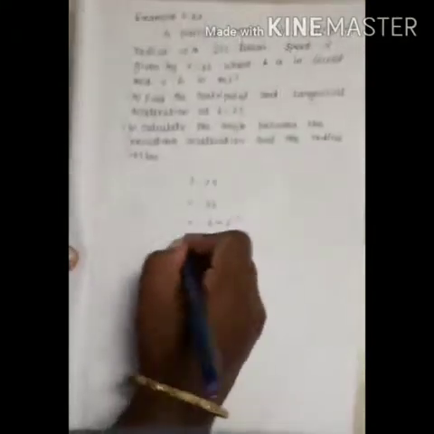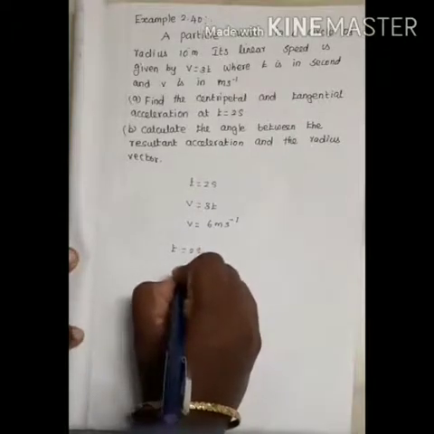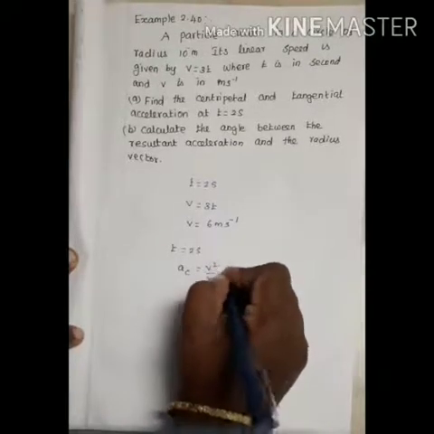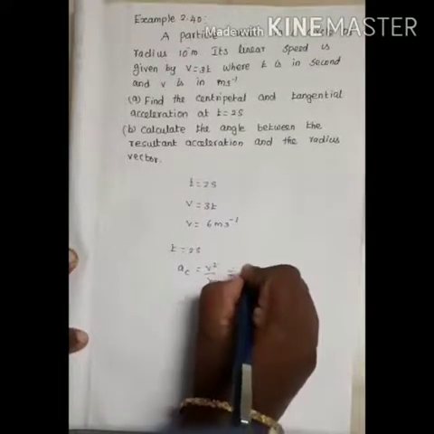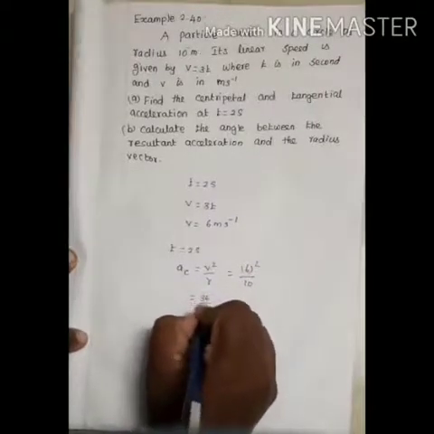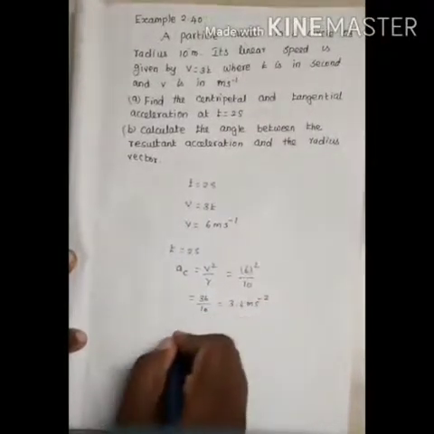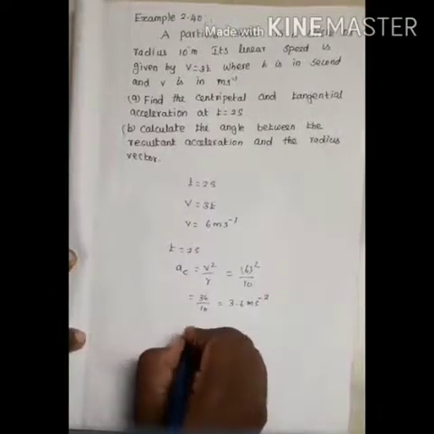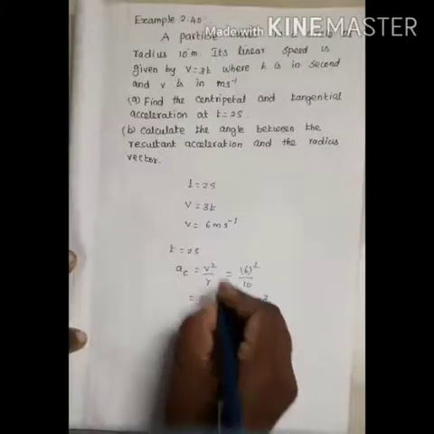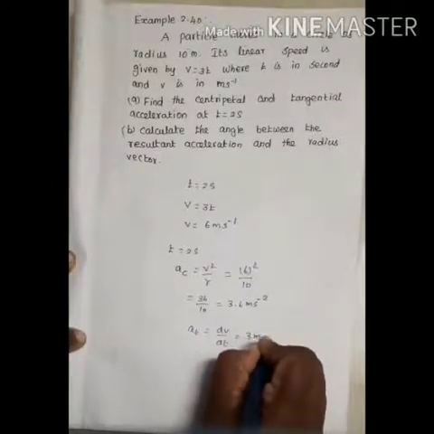The centripetal acceleration at t is equal to 2 seconds. The centripetal acceleration formula is a of c is equal to v square by r. Therefore, substituting the v and r values in this equation, 6 square by 10, therefore 36 by 10 equal to 3.6 meters second minus 2. The tangential acceleration a of t is equal to the formula dv by dt. Differentiating this equation, dv by dt is equal to 3 meters second minus 2.